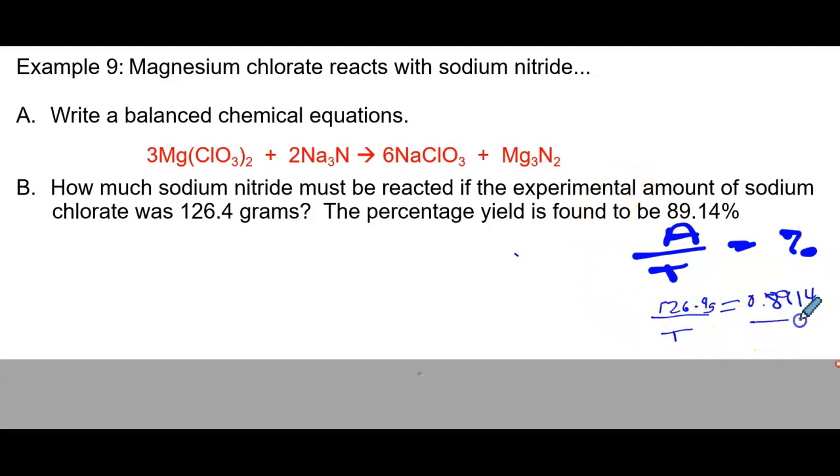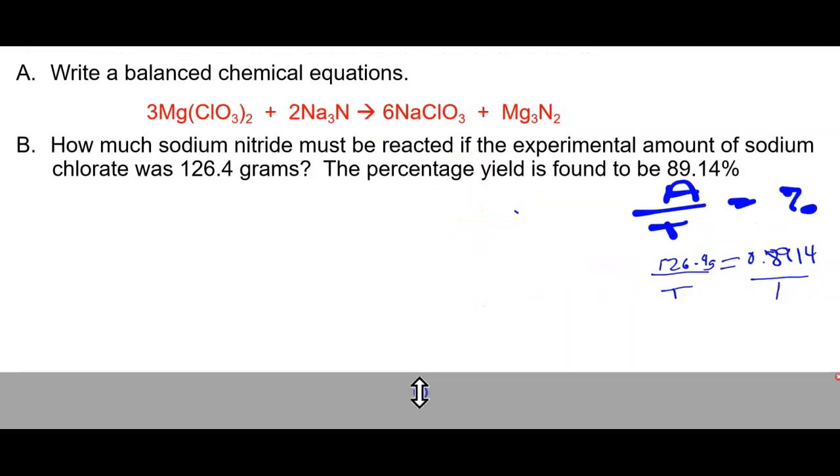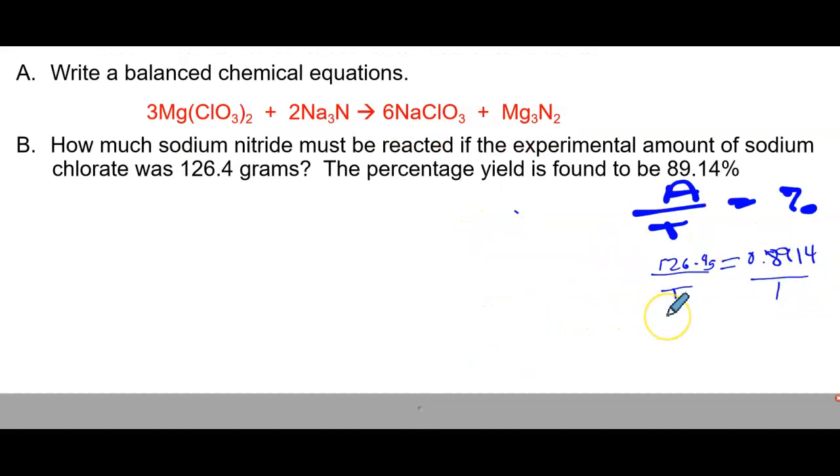Okay, so now we can put this over 1 and cross multiply. Let me bring my screen down and show you what I mean by that. So we're going to cross multiply to solve for T. That's going to give us 0.8914 times T equals 126.4. So on my calculator, 126.4 divided by 0.8914, and I get 141.8 with 4 sig figs.